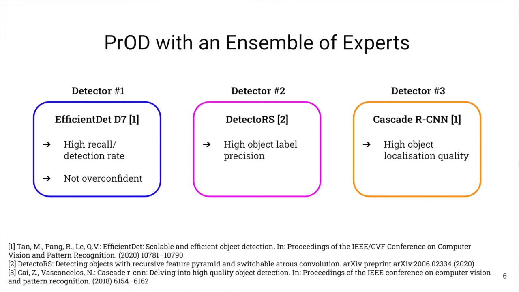EfficientDet D7 had the greatest recall or detection rate and wasn't overconfident on false positive detections. Detector RS, on the other hand, had the best label precision when detecting objects, and Cascade RCNN had the best localization of objects.